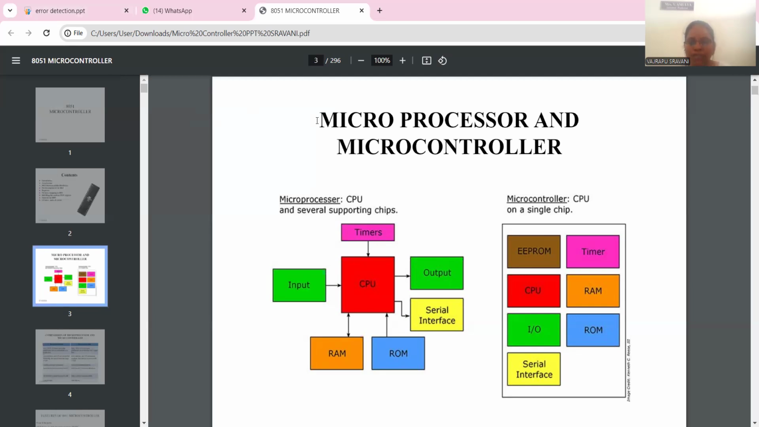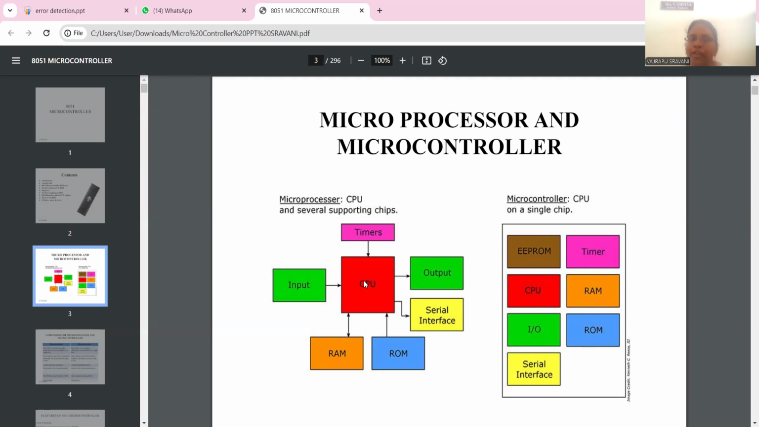What is a microprocessor? A microprocessor is a single silicon chip, so it has only the CPU. The CPU contains the ALU and registers. But we need to connect all the timers, serial input and output peripherals, ROM, and RAM externally. A microcontroller is also a single silicon chip, but it has an inbuilt CPU, timers, counters, RAM, ROM, and serial peripherals. All are inbuilt.